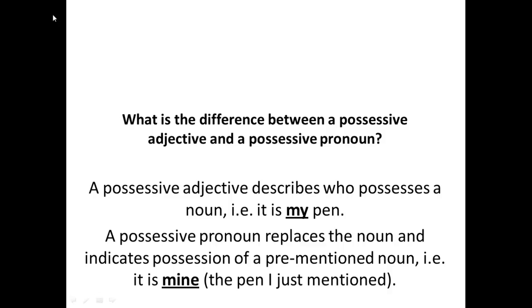What is the difference between a possessive adjective and a possessive pronoun? A possessive adjective describes who possesses a noun, i.e. it is my pen. A possessive pronoun replaces the noun and indicates possession of a pre-mentioned noun, i.e. it is mine, the pen I just mentioned.